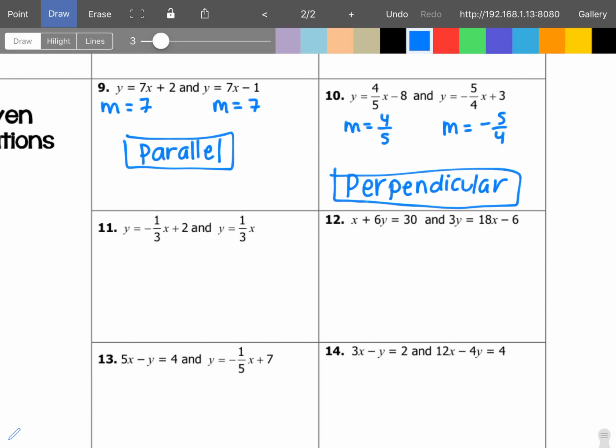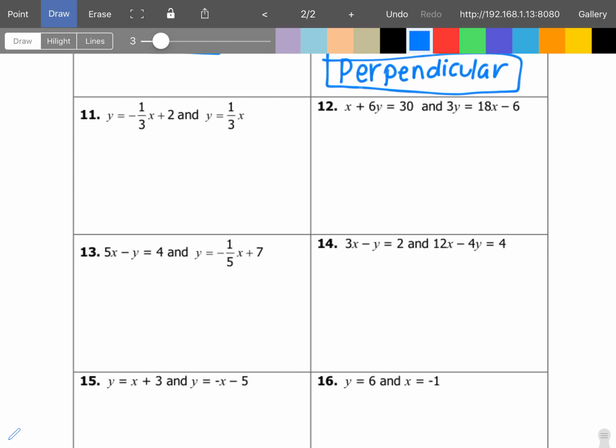Okay, what about the next one? Number 11. So negative 1/3 and 1/3. Are they flipped? No. So it's not 1/3 and 3/1. And even though one's a negative and one's a positive, that means they're not parallel either. So in this case, they're neither parallel nor perpendicular, because look, negative 1/3 and this is 1/3. So they're neither parallel nor perpendicular.